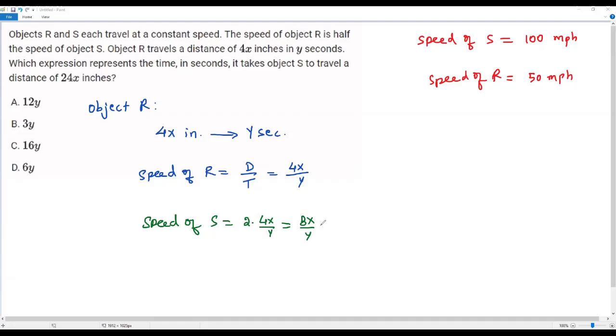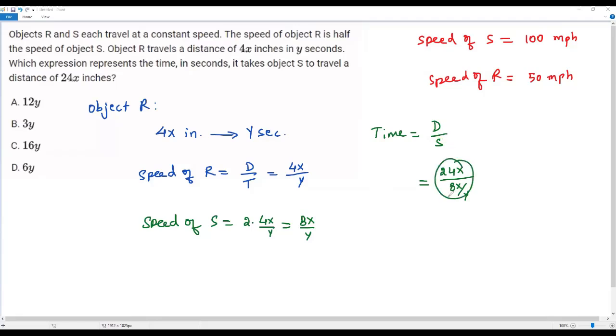Our aim is to find the time taken by object S to travel a distance of 24x inches. The formula to find the time is equal to distance divided by speed. We already know the distance traveled by object S, that is 24x inches. We can plug in 24x for the distance d over here. And we have to divide by the speed of object S. Just now we got the speed of object S, that is 8x over y. We can write 8x over y in the denominator for speed.